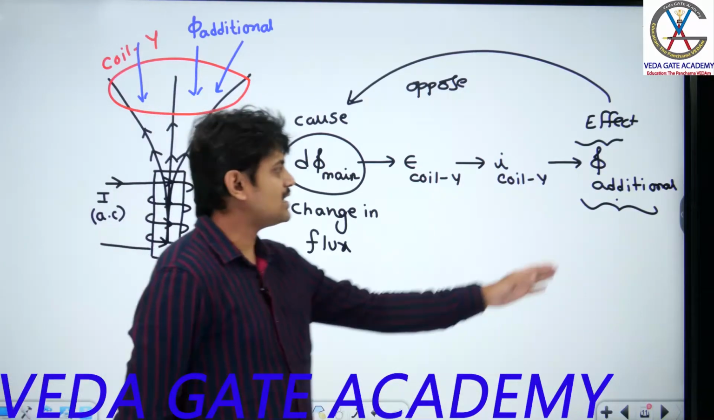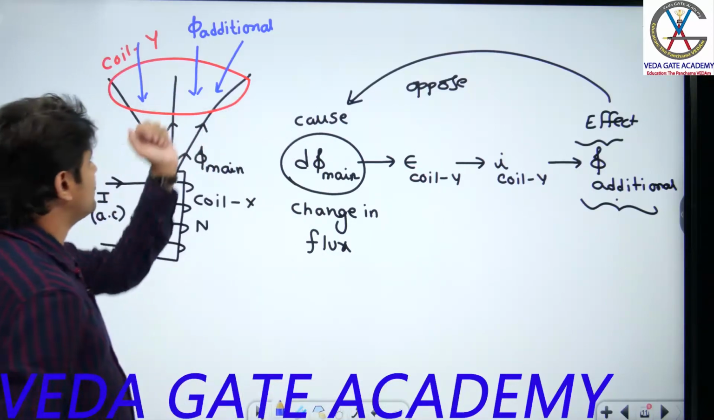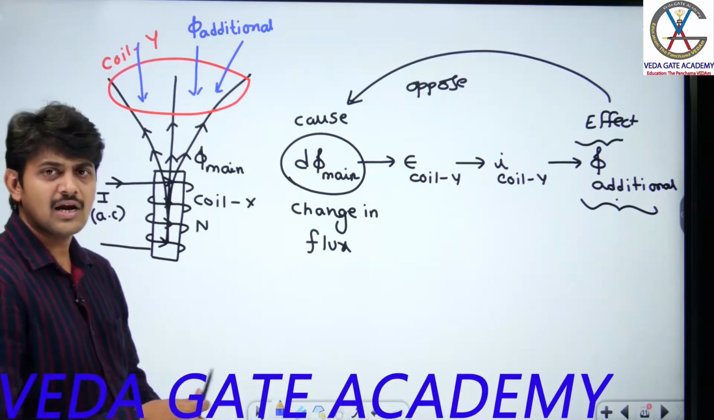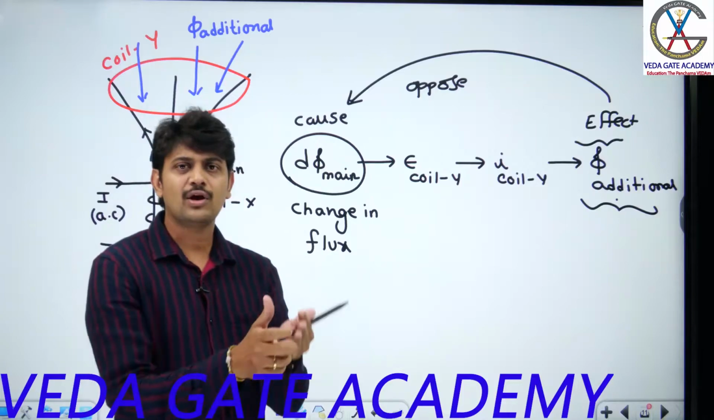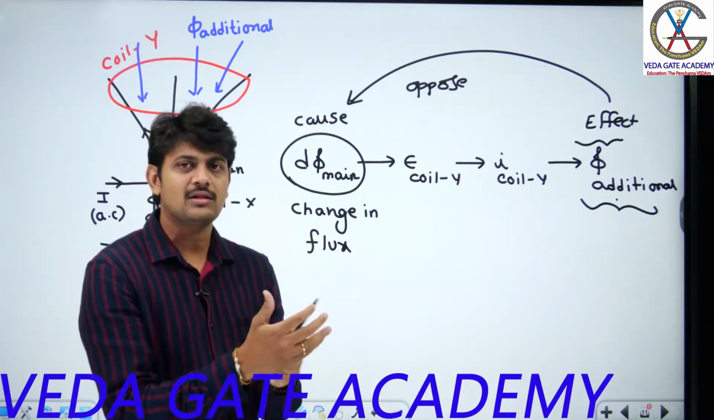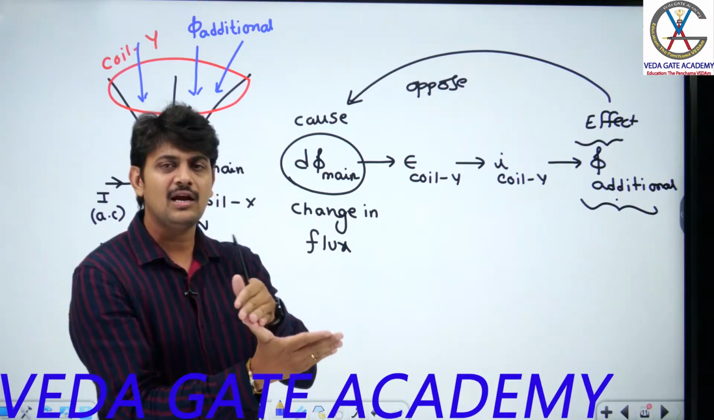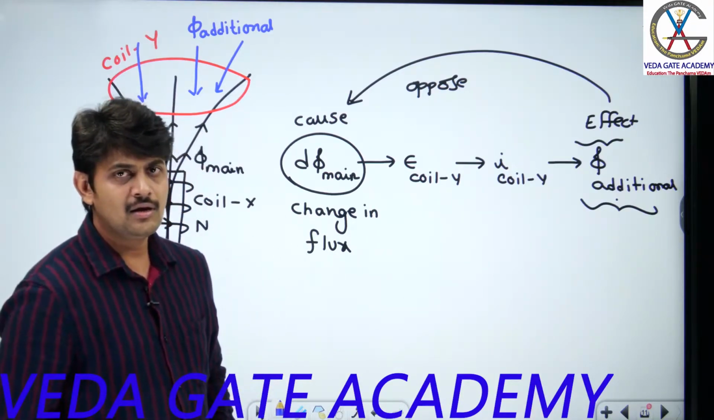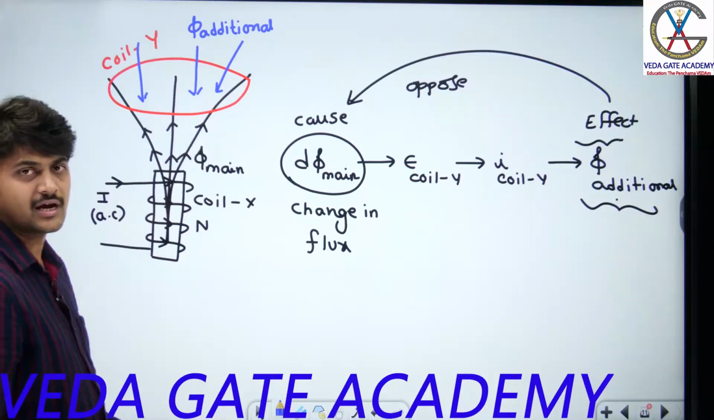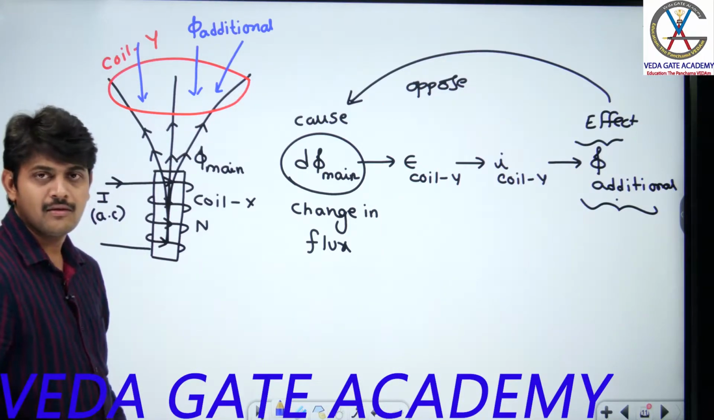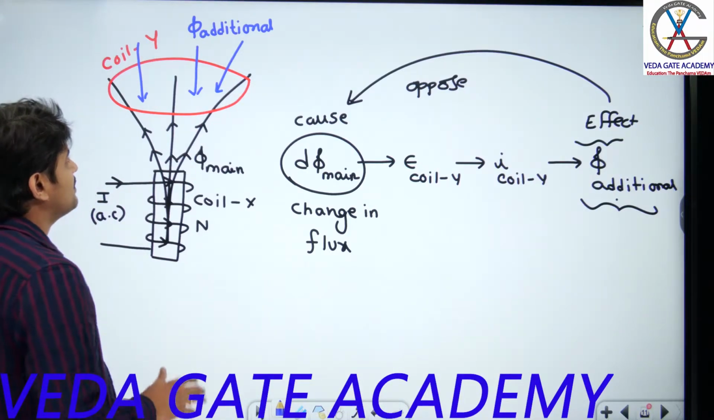Now if you have the direction of additional flux, can I determine the direction of the current? I can use the right hand thumb rule. In the right hand thumb rule, if I know one thing, I can determine the other. That means if I know the current, I can determine the flux, and if I know the direction of flux lines, I can determine the direction of current. In this case, I know the direction of flux lines, so I can determine the direction of current, right?